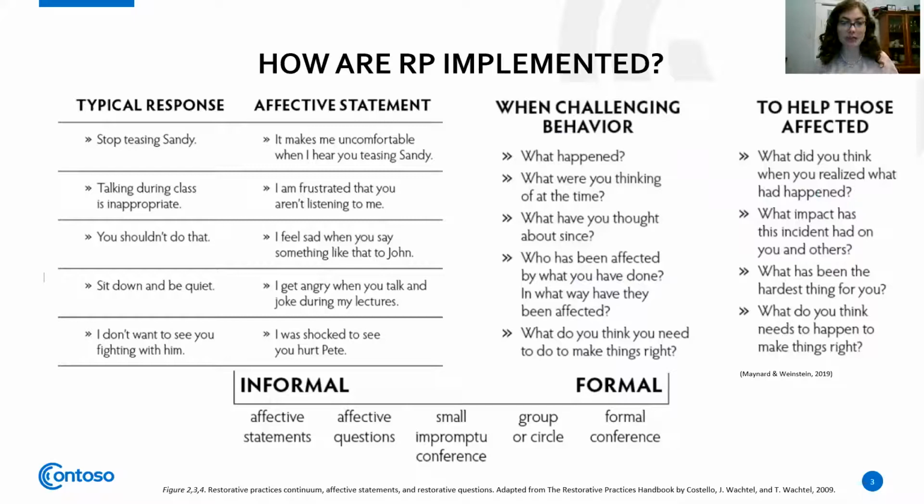So if you're addressing the behavior, instead of saying you shouldn't have done that or why did you do that, asking them about their thought process: what happened, what were you thinking. For those affected, saying what has been the hardest thing for you, how did this impact you, things like that.